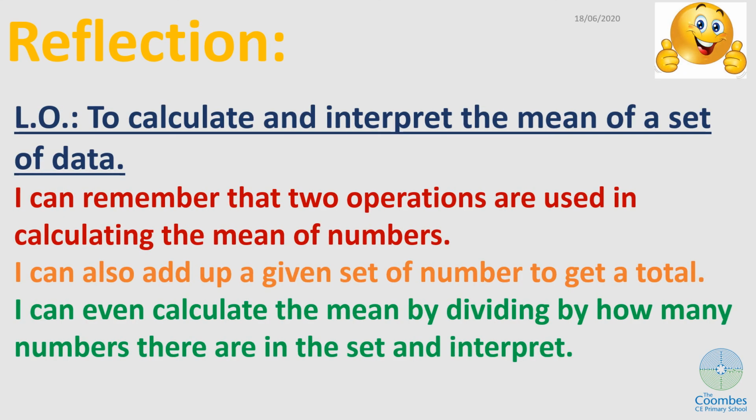Right, just as a reflection, now were you able to remember that there are 2 operations used in calculating the mean of numbers? Were you also able to add up a given set of numbers to get a total, and even calculate the mean by dividing by how many numbers there are in the set and interpret? If you were able to do all that, well done. You can now calculate and interpret the mean set of numbers.